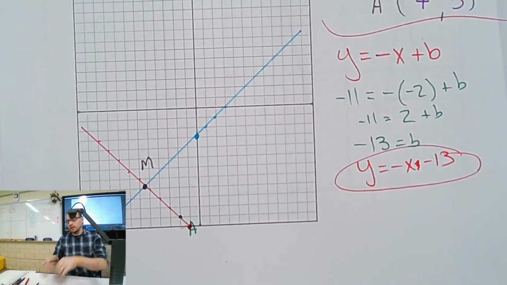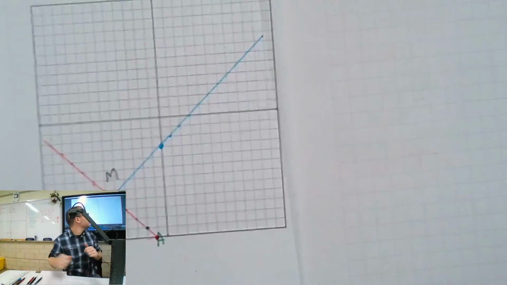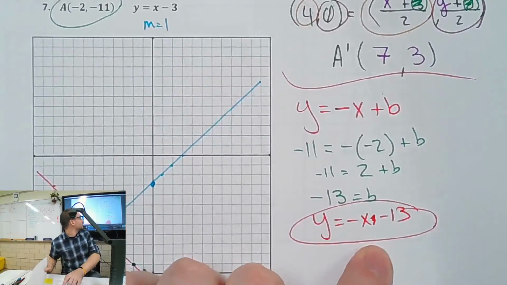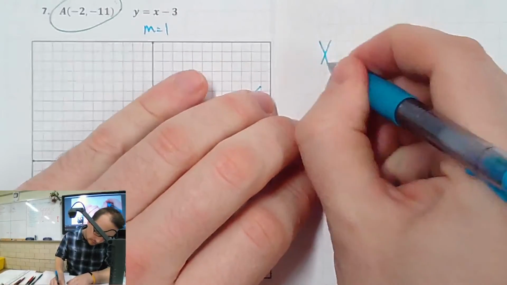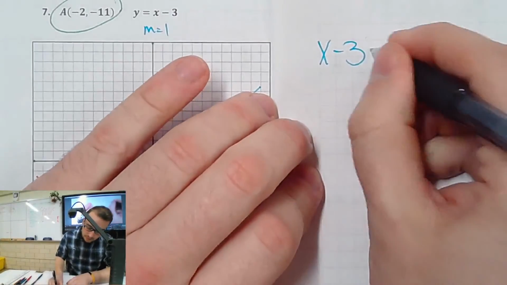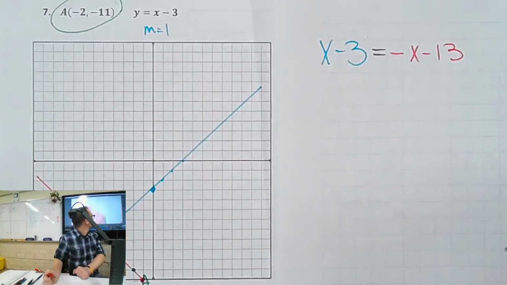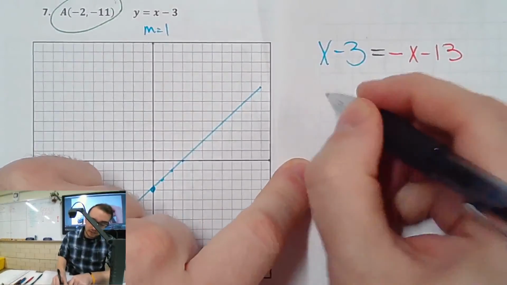So now let's figure out where they intersect. Hopefully it's a nice point and I just drew my line really poorly. The way we do that is we take the two equations, the original and this guy, and we set them equal to each other. So x minus 3 was the original. And we're going to set that equal to our perpendicular equation, which was negative x minus 13. Cool? Now we solve. I'm going to move over the negative x and get 2 x's there.